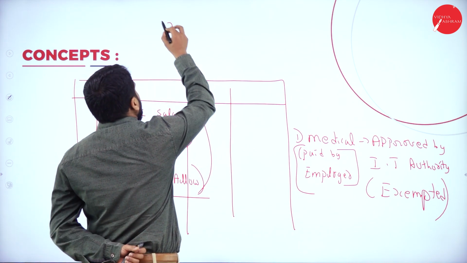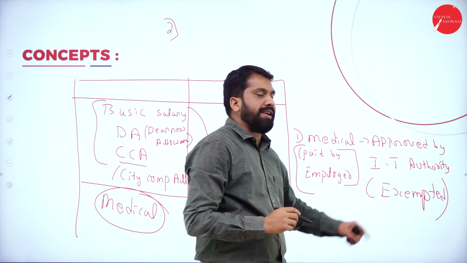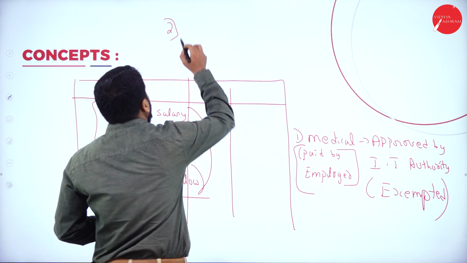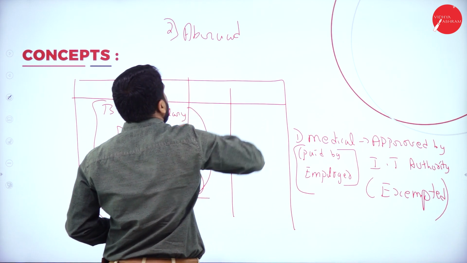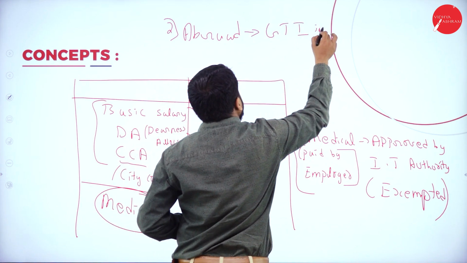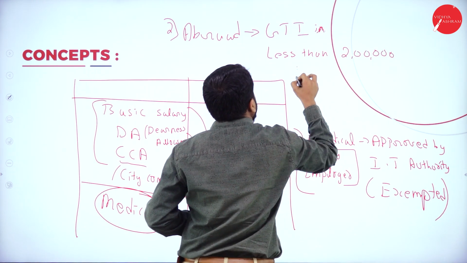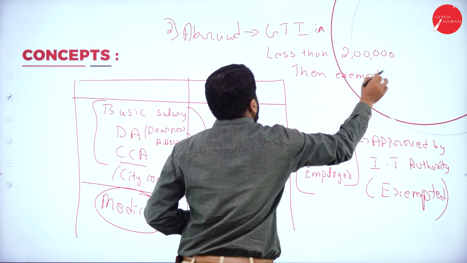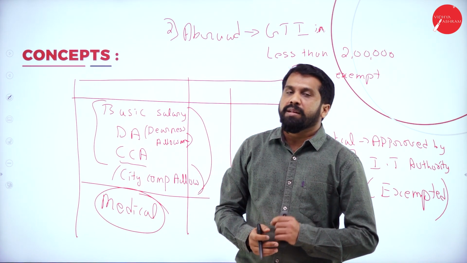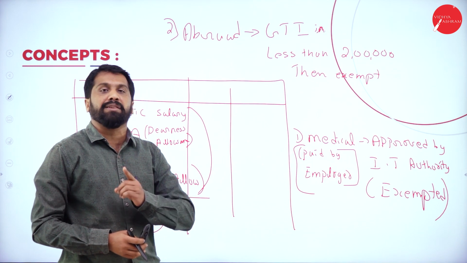Point number 2. Write down a medical which is paid by employer. In this, if it is approved by income tax authority, then it will be exempted. If the hospital is authorized or approved, it is exempted. Then any abroad conveyances or allowances given. If your gross total income is less than 2 lakh, then exempt. They have given abroad facility, like you can go abroad and whatever expenditure is spent by the employer. If your gross total income is less than 2 lakh, then it is exempted. If your gross total income is more than 2 lakh, then you have to pay tax on that.